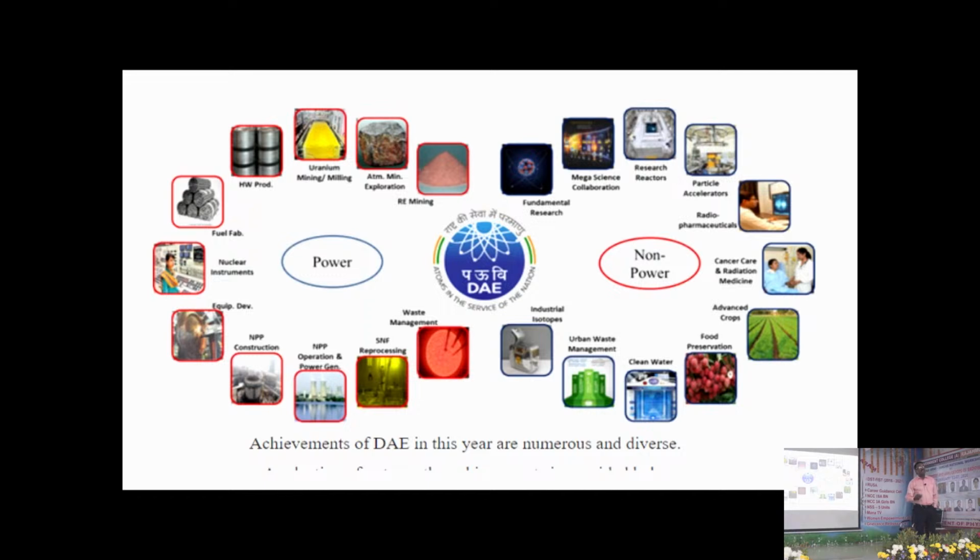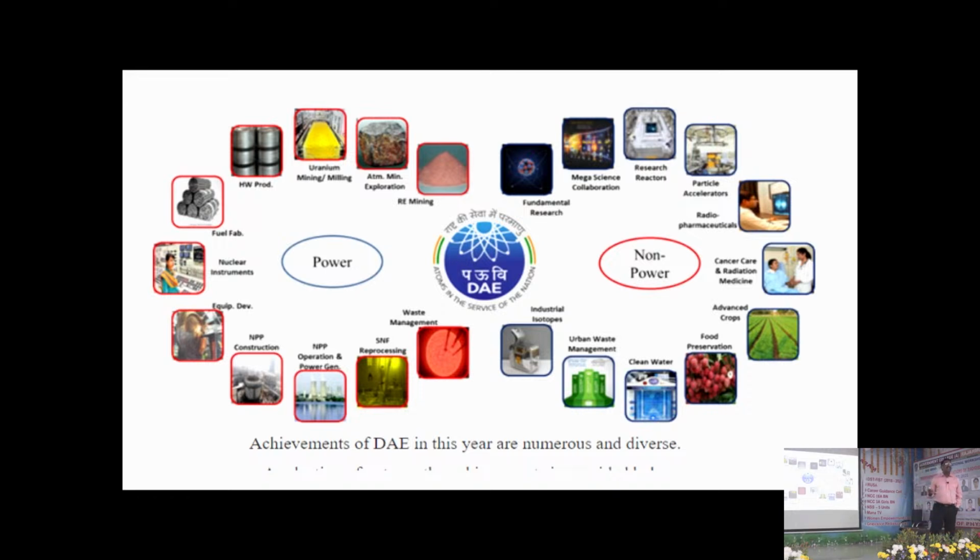So what DAE does, majorly, when you listen, we hear that we do the power program. Today, Ramanjelu was explaining the different types of reactors. So starting from uranium mining to fabricating the fuel, to designing reactors, constructing reactors, operating reactors and handling the waste management, the entire circle we call the power part of it. And in addition to the power part, we have something called non-power. We do a lot of other things also.